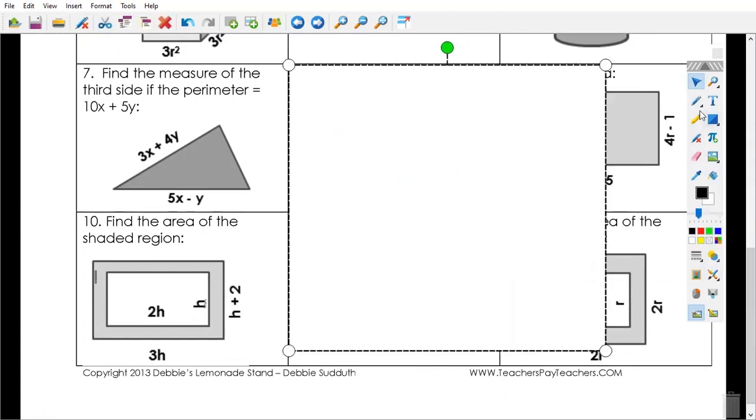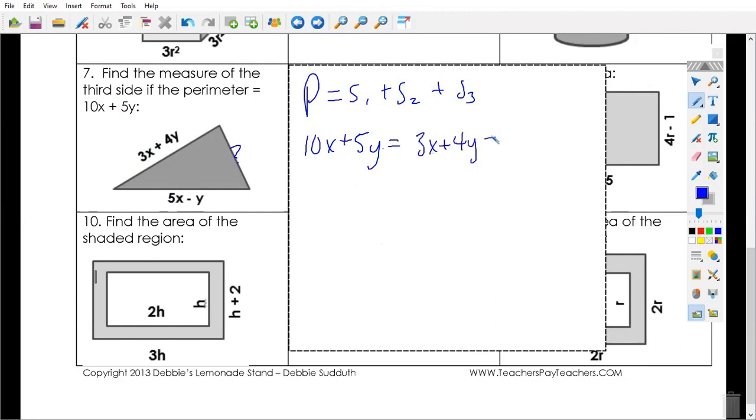Okay. So on 7, it says your perimeter equals 10x plus 5y, and it wants us to find the missing side, right? So, what am I doing here? Perimeter equals all sides, S1 plus S2 plus S3, right? That's how you find the perimeter. You add everything up, okay? So, I know that I have 10x plus 5y. That's the entire perimeter, and I have S1 and S2, agree? Does it matter which one is S1 and S2? No, it doesn't. So we have 3x plus 4y, and we have 5x minus y. But do we know S3? No, this is what we have to get by itself.